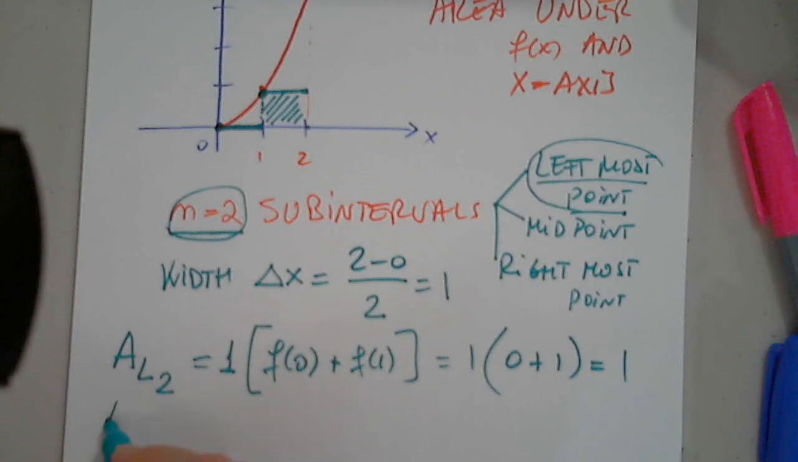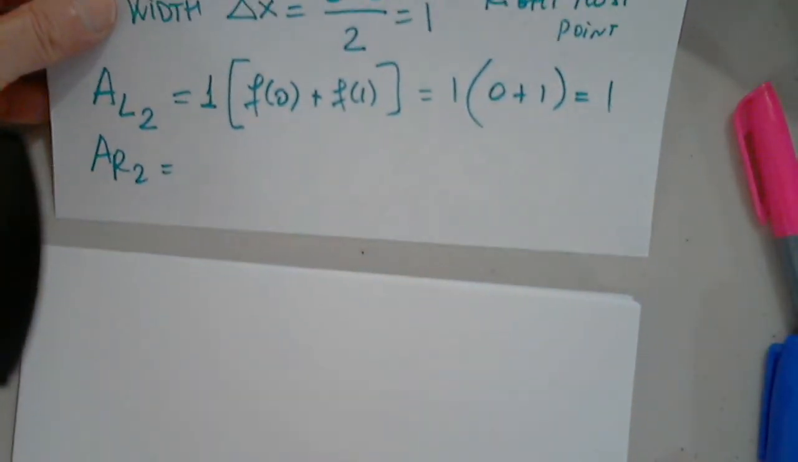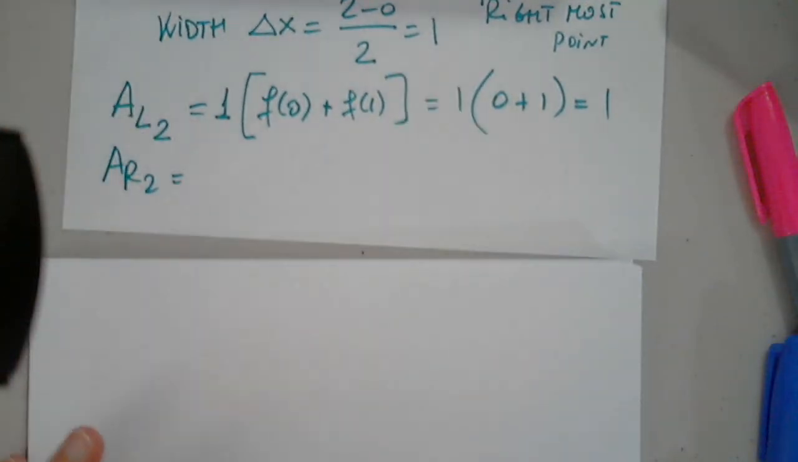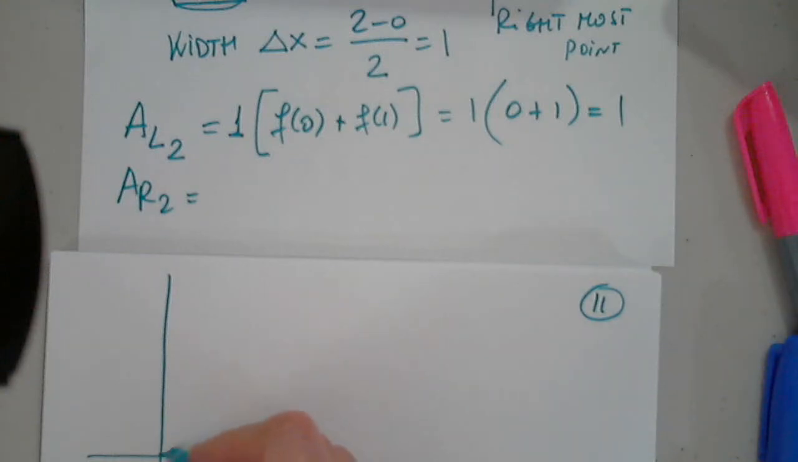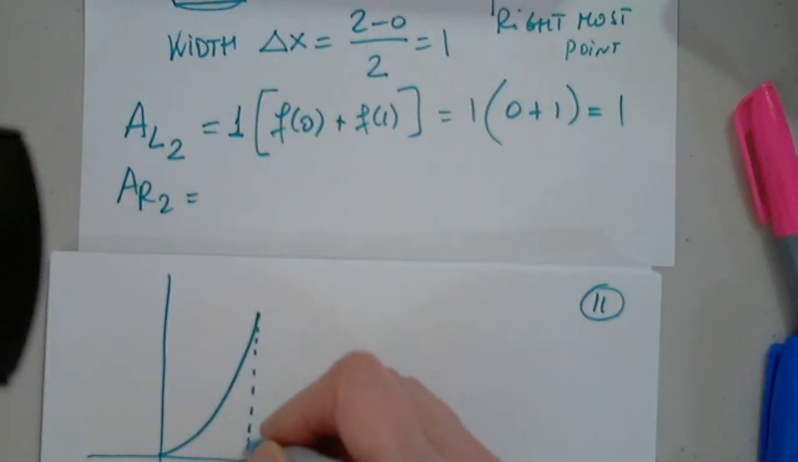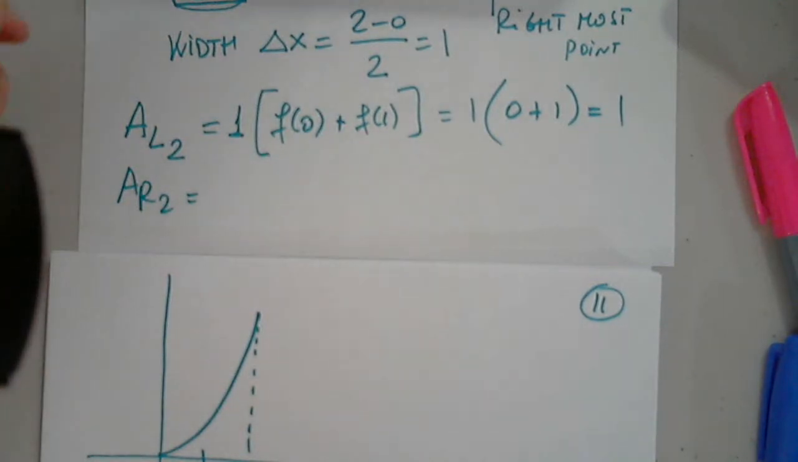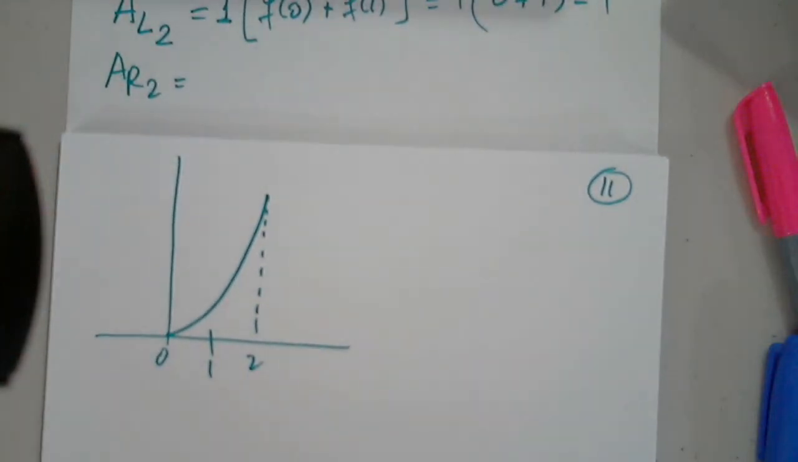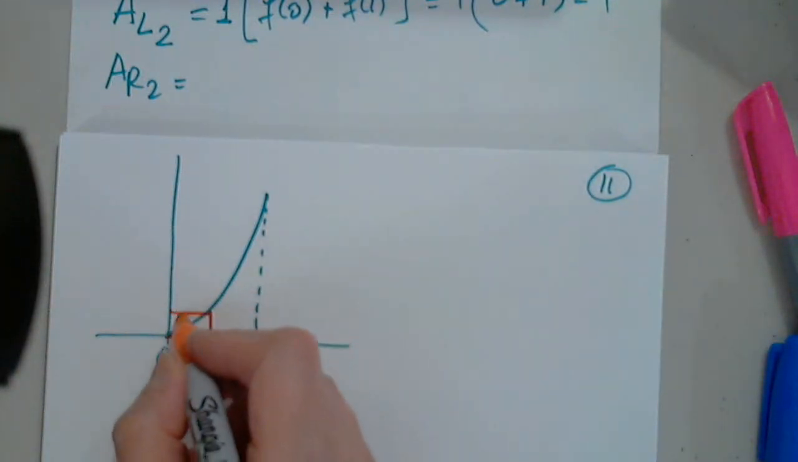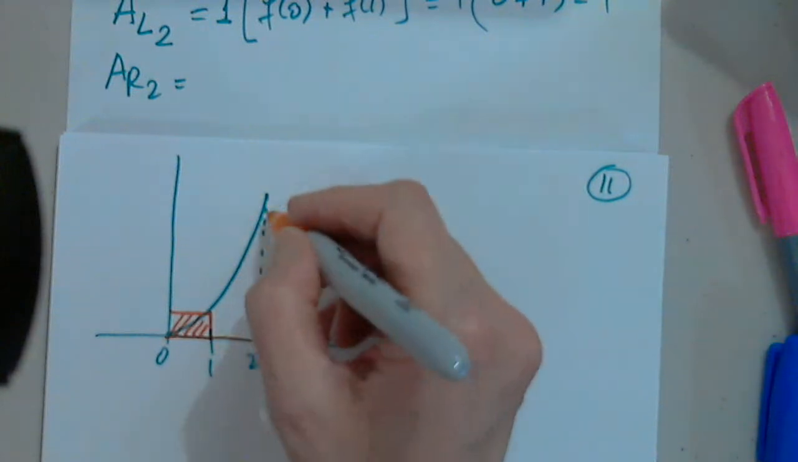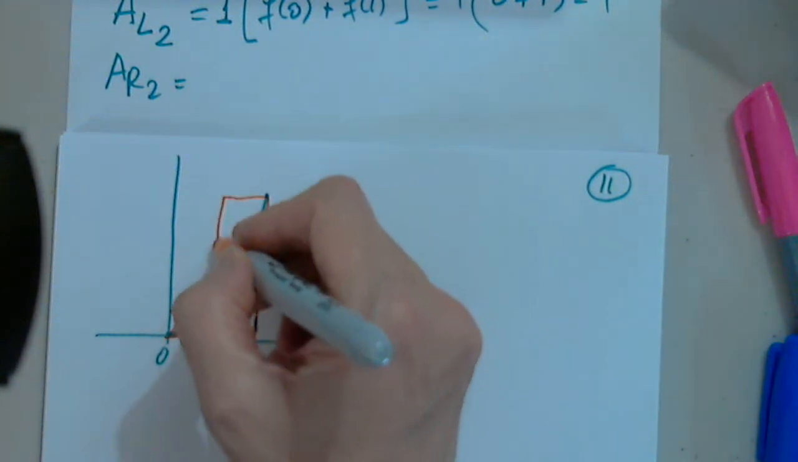Now let's look at the rightmost point. The area with the rightmost point, but I don't want to use the same graph because I will put too many things in there. It will be difficult to see. So I'm graphing it again. So here's the graph. 0, 1, and 2. But this time, I will be using the rightmost point. Okay. So base times height. So this is the first area. Base times height. And this is the area of the second rectangle.